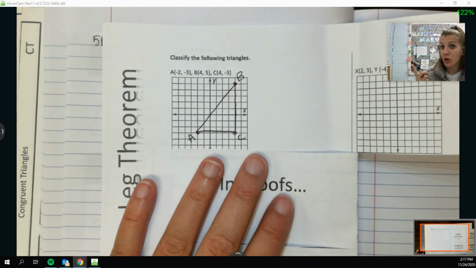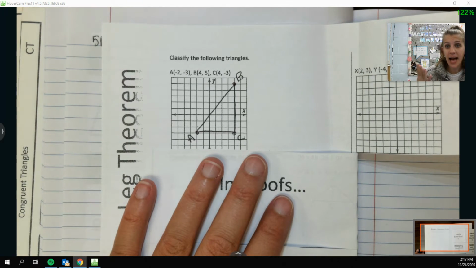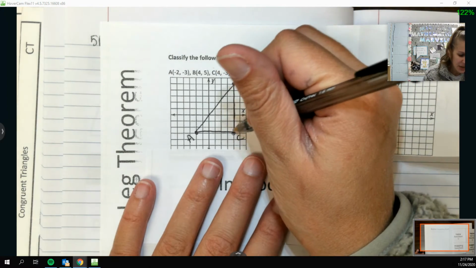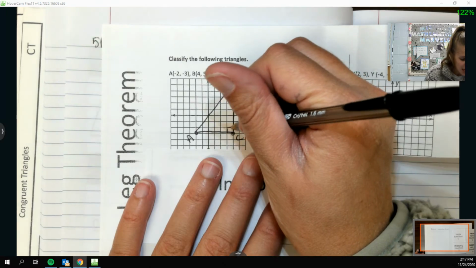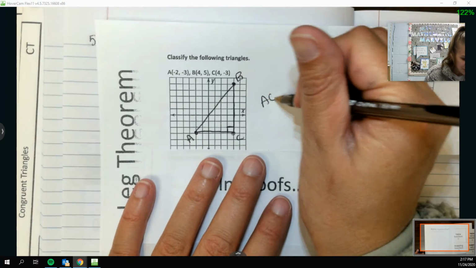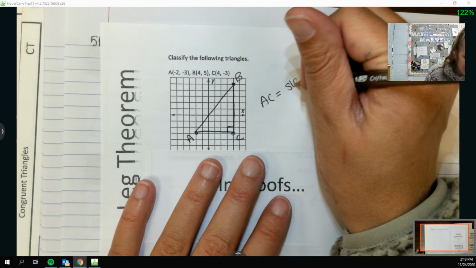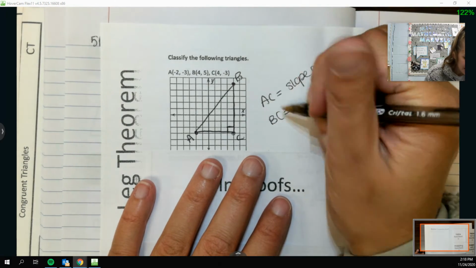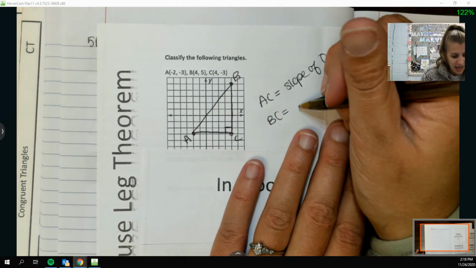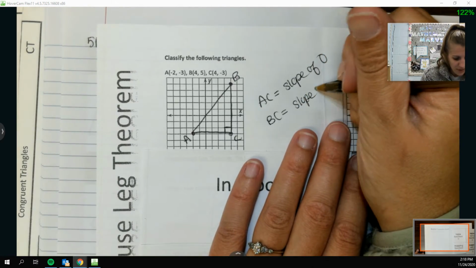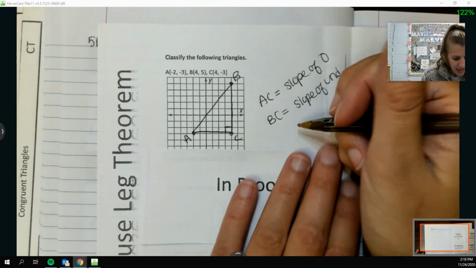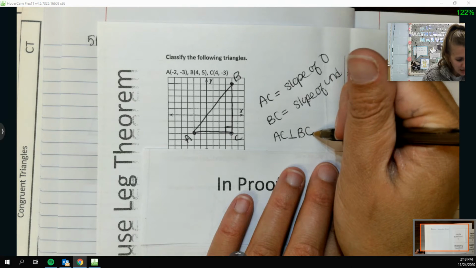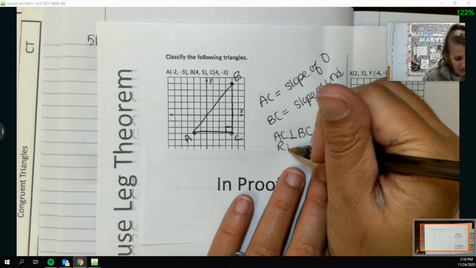But to know for sure, I have to figure out if I have a 90-degree angle in there or not. And it kind of looks like it's happening right here. And I know that it is because AC has a slope of 0, and BC, because it's vertical, has a slope of undefined. And so AC is perpendicular to BC, making it a right triangle.